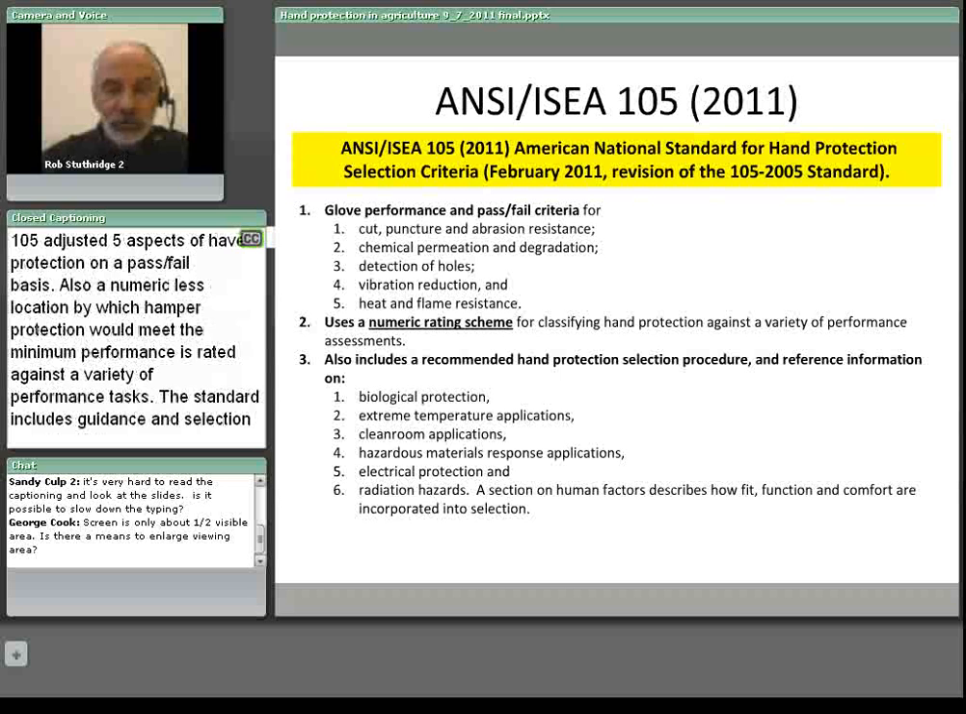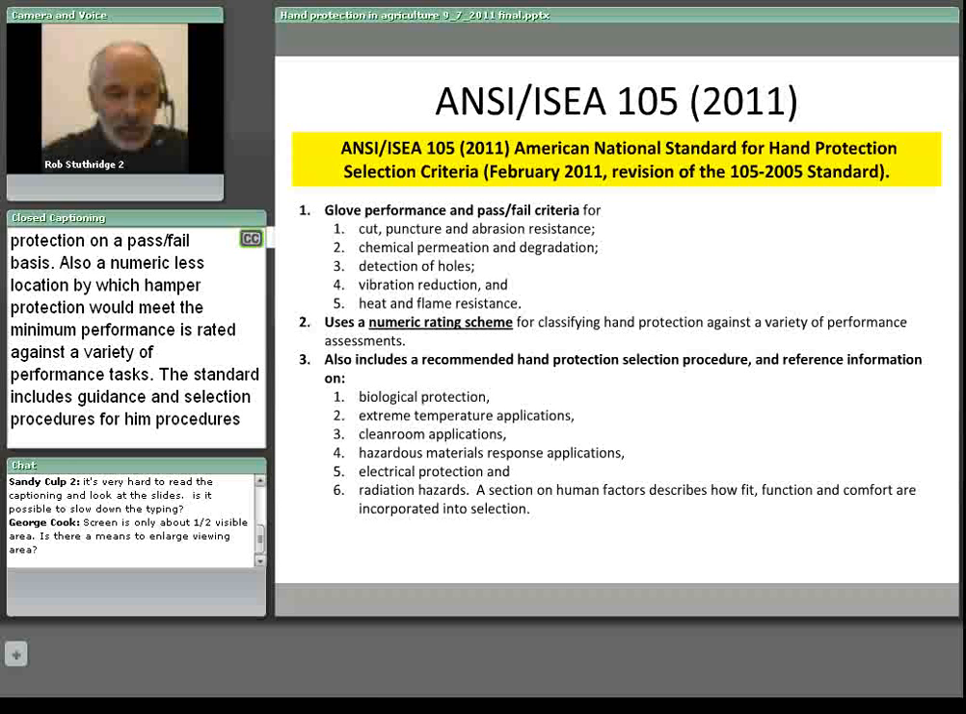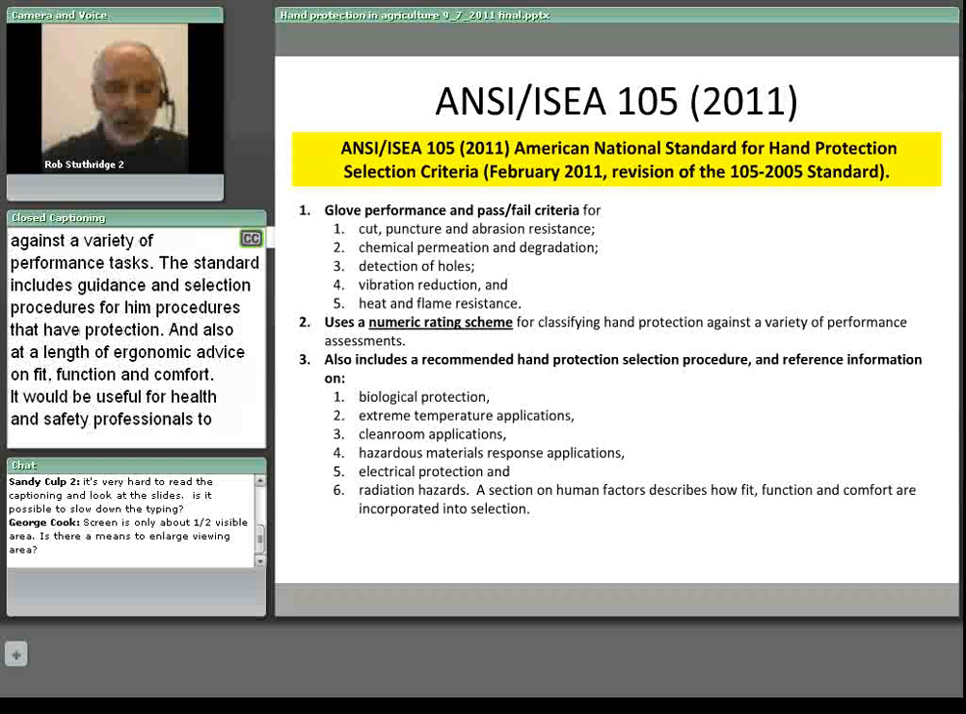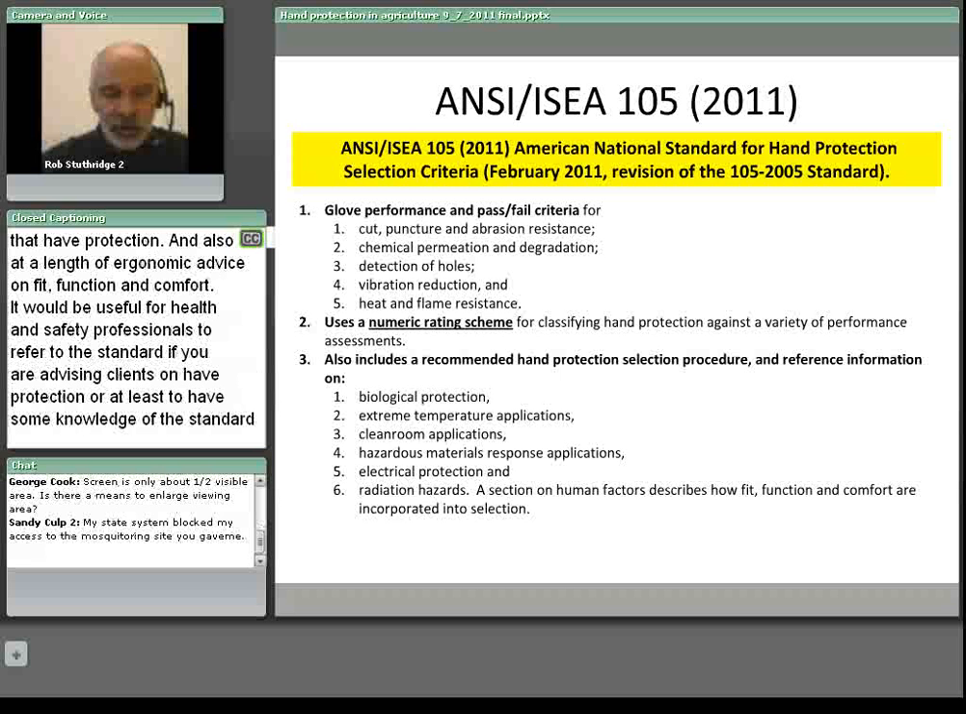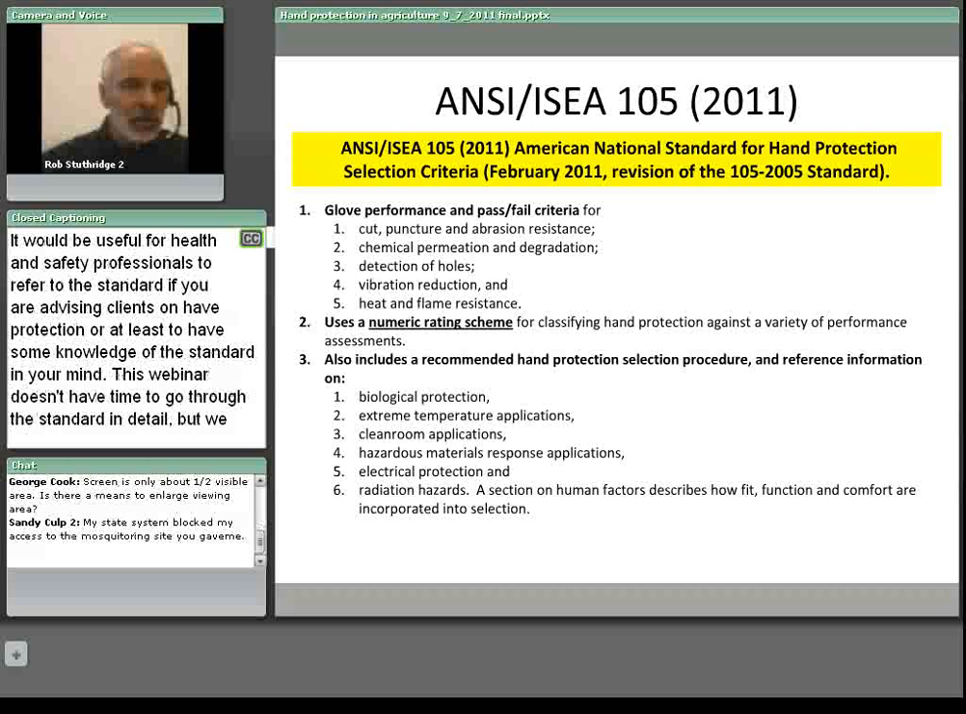It would be useful for health and safety professionals to refer to this standard if you're advising clients on hand protection, or at least to have some knowledge of the standard in your mind. And this webinar doesn't really have the time to go through the standard in detail, but we will be making some passing references to it where appropriate. We now turn our attention to the main hazards affecting our choices of hand protection.